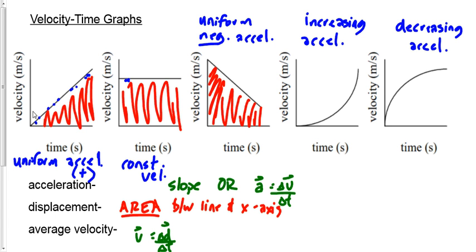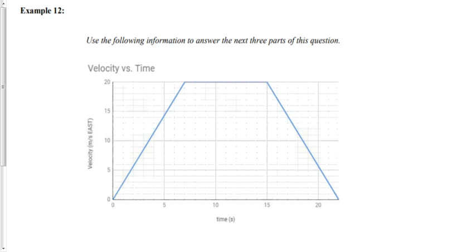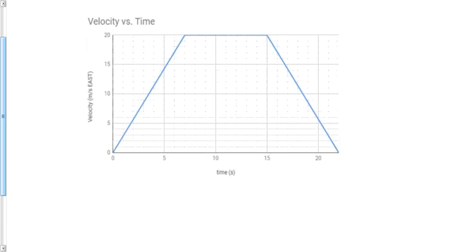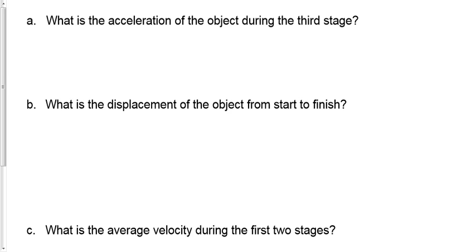Now, unfortunately, sometimes there's more than one shape that you have to find the area of, so it's quite a bit of work sometimes, but still, each one of those calculations is not so bad. All right, let's take a look at an example. This is example number 12 in the booklet that you got on first day. It says, use the following information to answer the next 3 parts of this question. 3 parts? Man, I should have made this question longer than that. You're asked for the acceleration of the object in the third stage, the displacement, and the average velocity. I should have asked you for 4 parts.